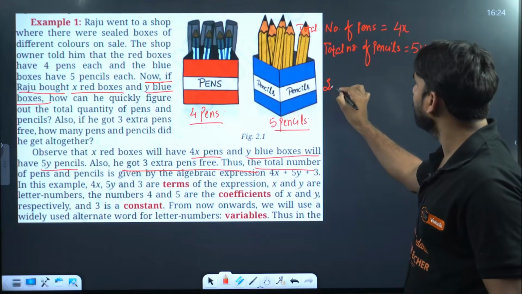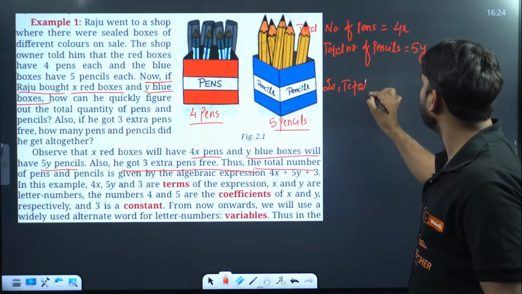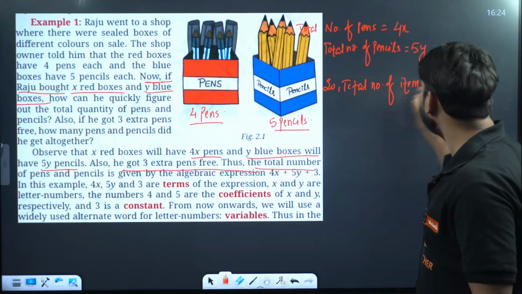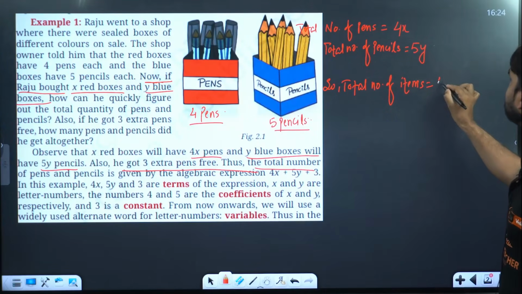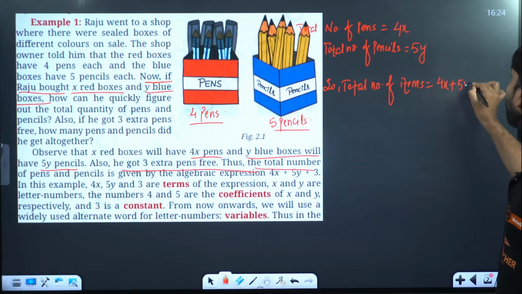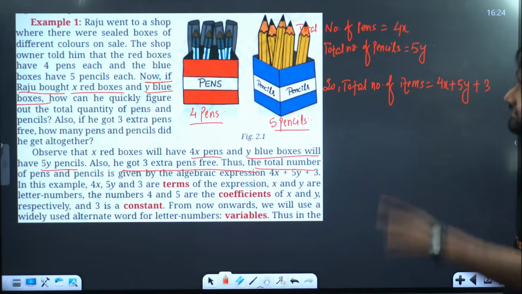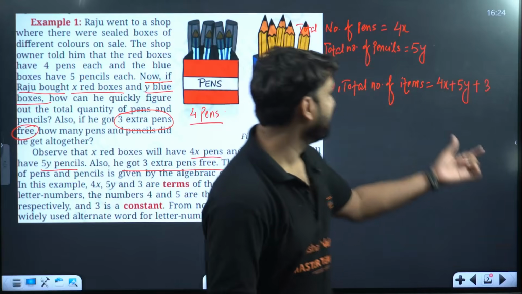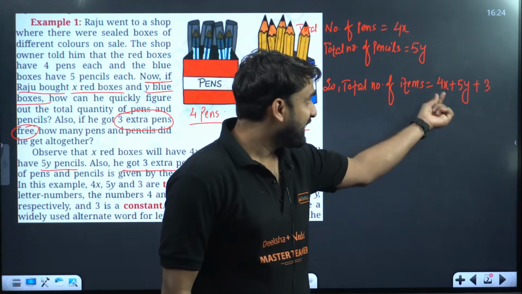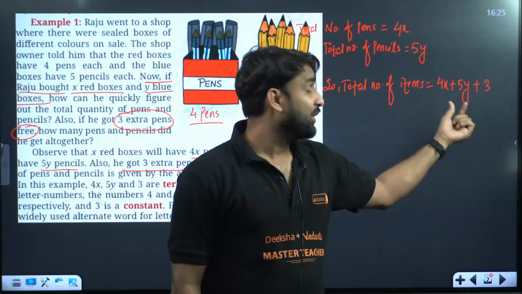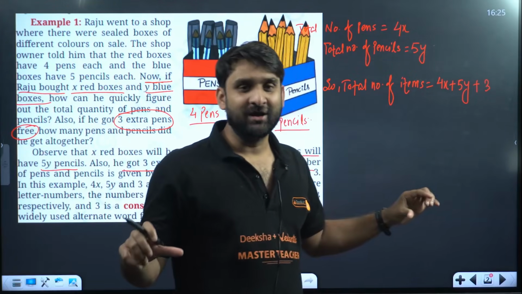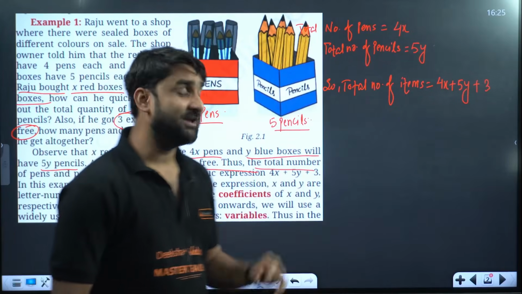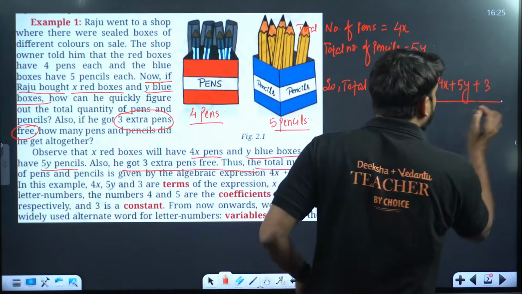So the total number of items: he has 4X plus 5Y and plus 3 extra pens, which were just free. So this will be the appropriate equation that will give him a clear picture of the total number of items. Now Raju has 4X plus 5Y plus 3. So this, my dear champion, is a polynomial.